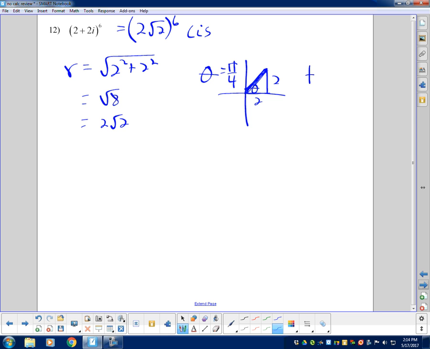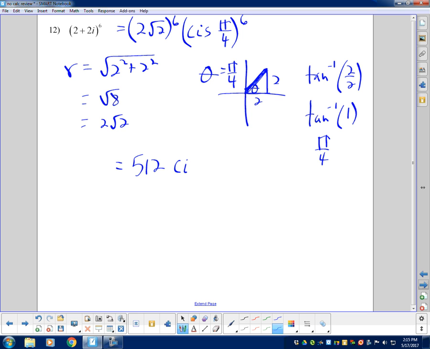If you don't see that, you can do inverse tangent of 2 over 2 or inverse tangent of 1. And we should know the arc whose tangent of 1 is pi over 4. That's pi over 4 to the 6th power. So we're going to put that in the 6th power. Now, what De Moivre's theorem says is you can go ahead and bring that power in and multiply it by the argument. So this is equal to 2 root 2 to the 6th, which is going to give us 2 to the 6th times root 2 to the 6th, which is the same as 2 to the 6th times 2 to the 3rd, which is 512.